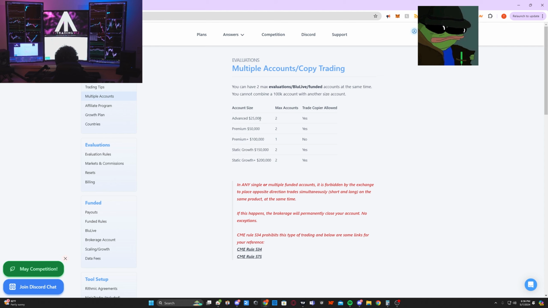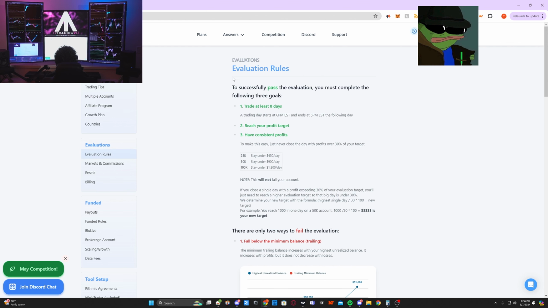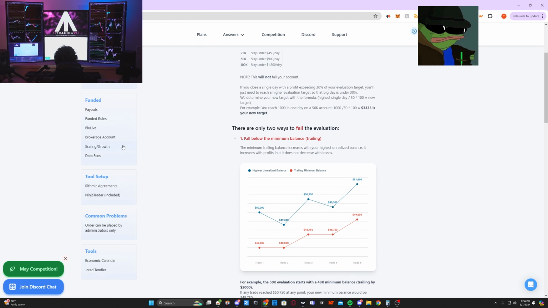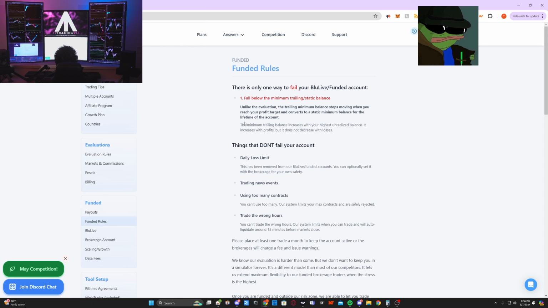So the rules are actually really simple. If you go to their evaluation rules, they literally have 3 rules. Basically, trade at least 8 days, reach your target, and have consistent profits. That's it. Those are your rules. Your funded rules are pretty much almost the same.